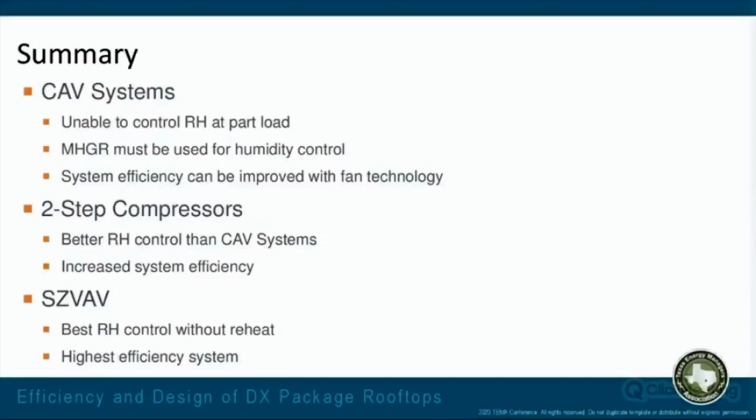You can improve the system efficiency some with an improved fan technology, but you're still limited because you've got a constant speed fan. By going to two-step compressors, you get better relative humidity control at part load compared to your constant volume system, and you get increased system efficiency. You're going to use less energy annually compared to that constant volume system.